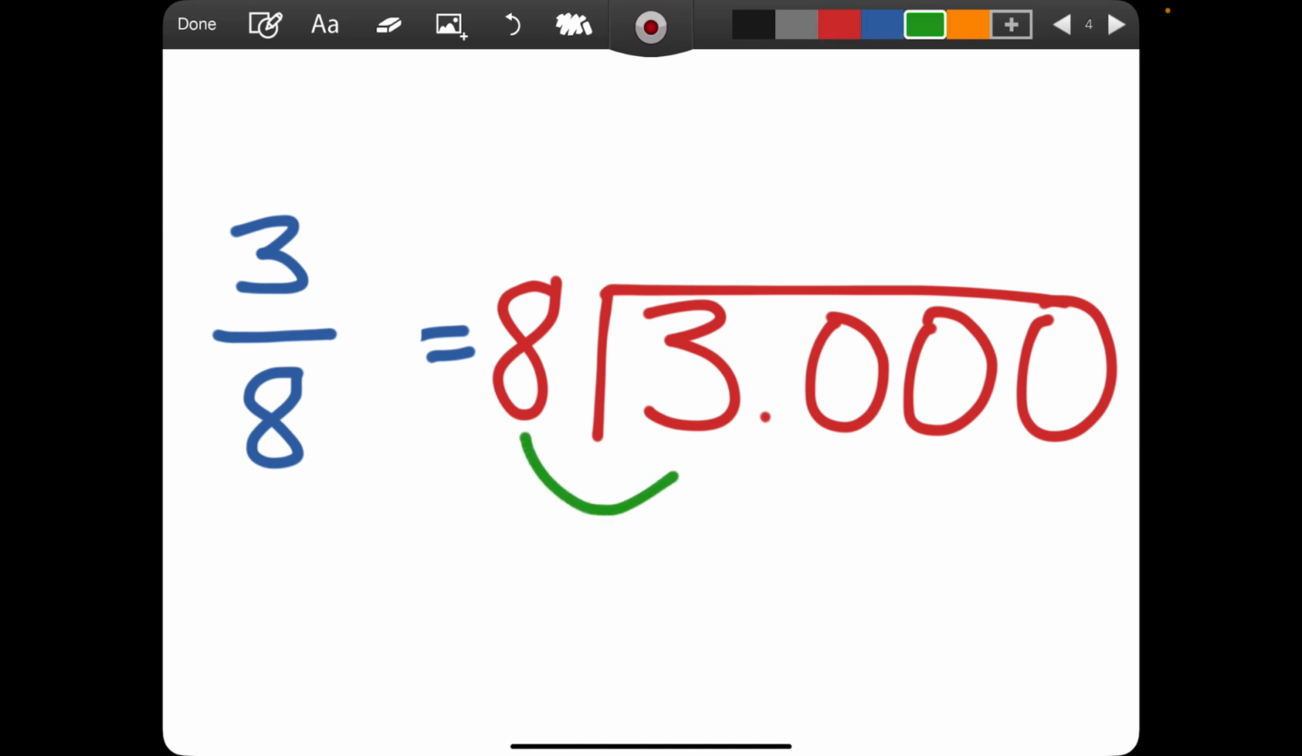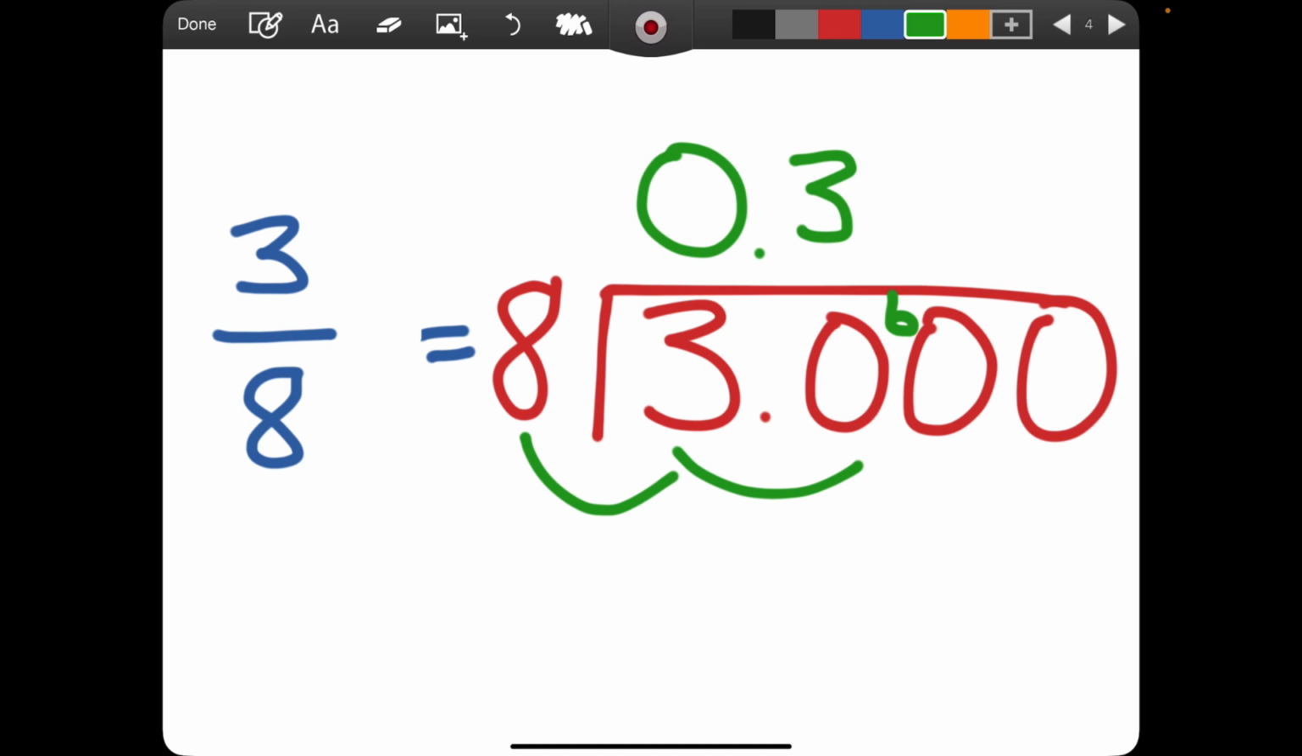All right, let's start with the first part. How many times does 8 go into 3? It doesn't. It goes 0 times. Don't forget your decimal. So next, how many times does 8 go into 30? Well, 8 goes into 30 3 times. So I'll put my 3 here. So 8 times 3 is 24, with 6 remaining.